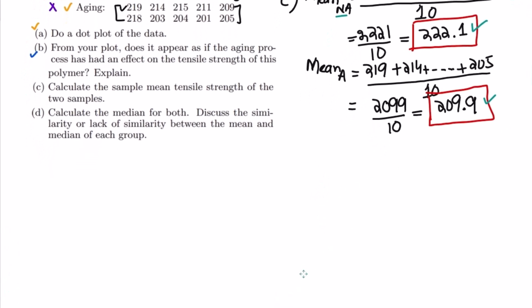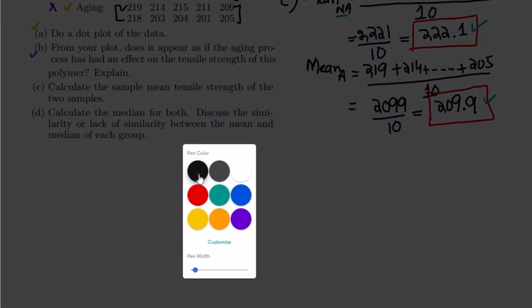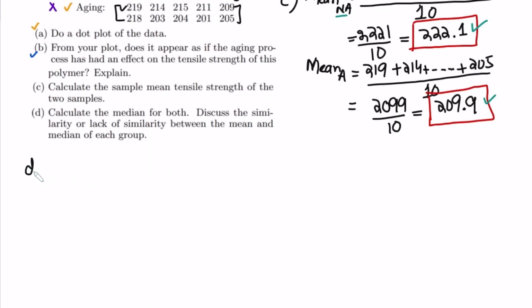Okay, and what is it? We have to calculate the median for both. Discuss the similarity or lack of similarity between the mean and median of each group. So in order to find the median, what are the steps? We know the steps, and in step 1 we have to sort our data.